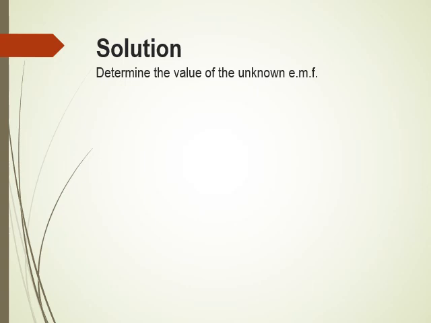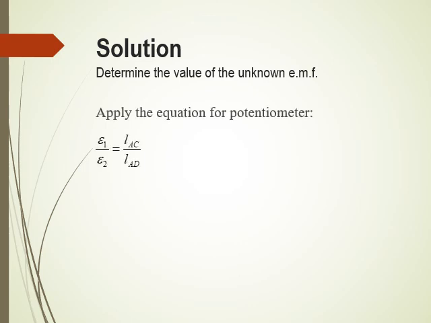Since this question involves two EMFs, this is a case where we use a potentiometer to compare two EMFs. By applying the equation for potentiometer, epsilon 1 over epsilon 2 equals LAC over LAD, substitute the values into the equation and you will obtain epsilon 1 equals 2 volt.